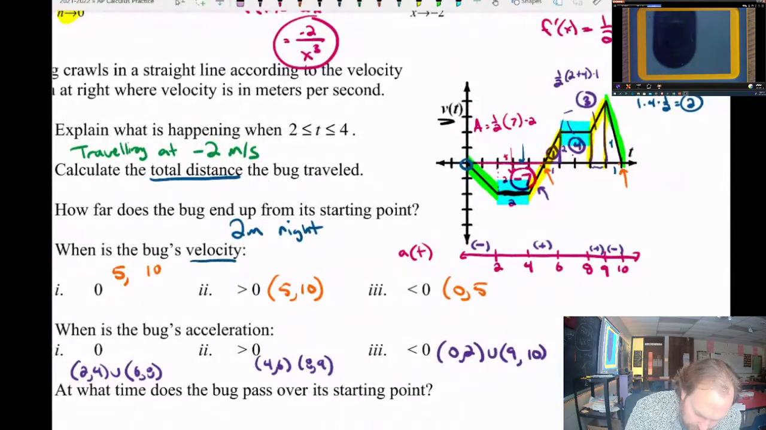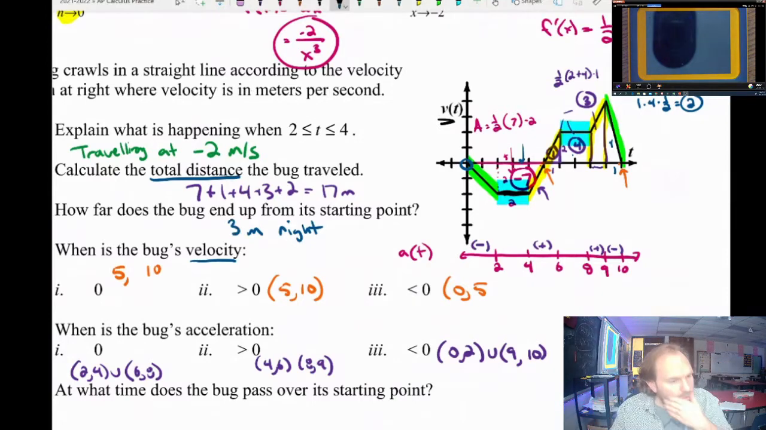The total distance traveled is going to be 7 plus 1 plus 4 plus 3 plus 2, which is not 16. It's going to be 8 plus 4 is 12. 12 plus 5 is 17 meters. Which means this answer here is 3 meters to the right. I apologize for that. Oopsie.